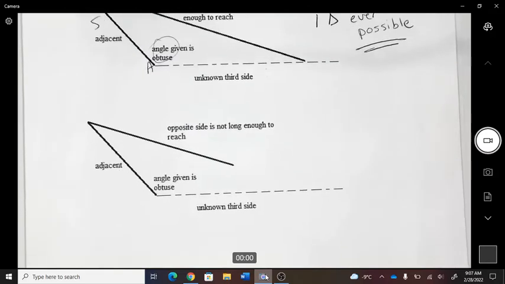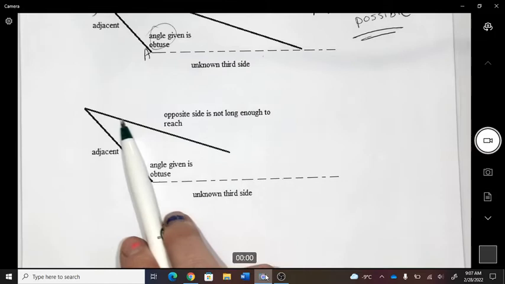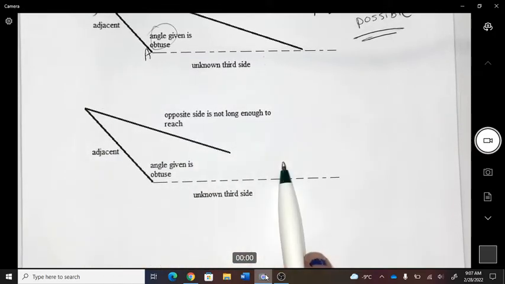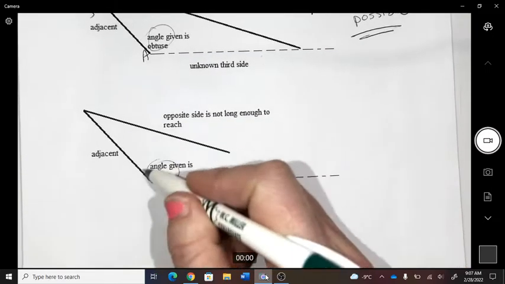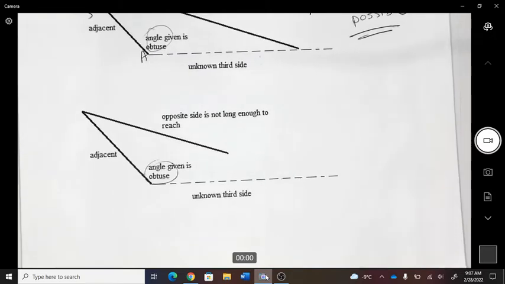Okay? Now, if this side is just not long enough, it's not going to work. Okay? So if this is an obtuse angle, there's no situation where it's going to ever be two triangles. It just doesn't make sense because you're not going to have two obtuse angles inside a triangle. Okay? Because then it's way bigger than 180 degrees. So that's just not possible.